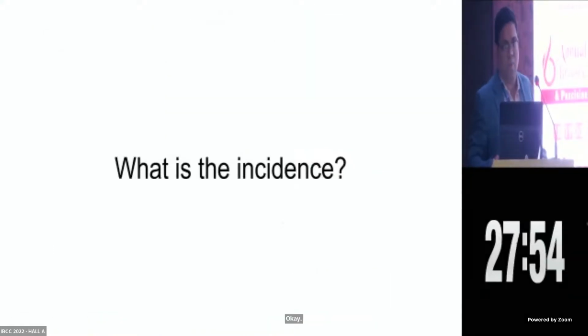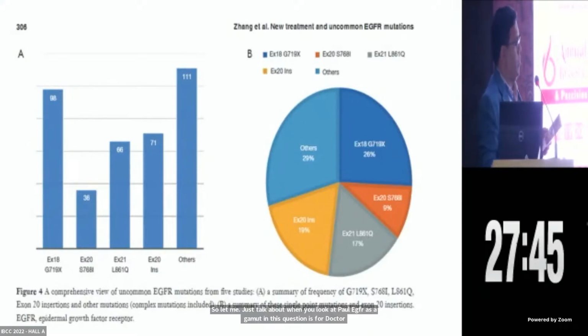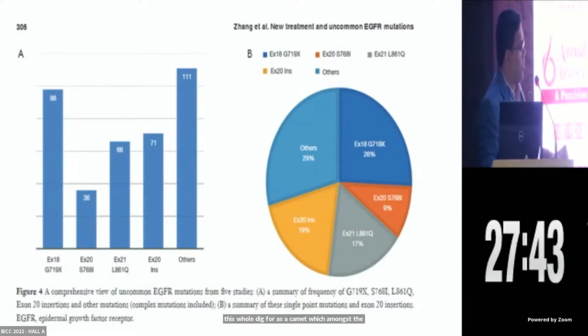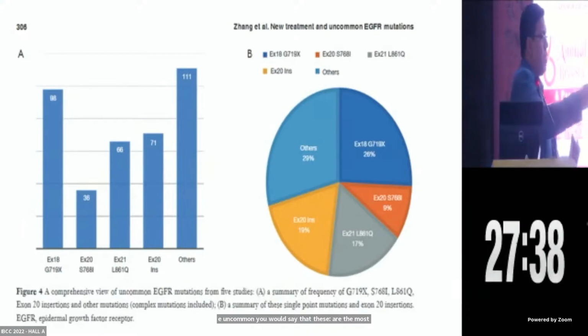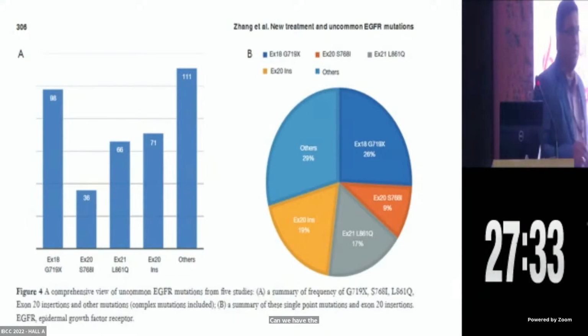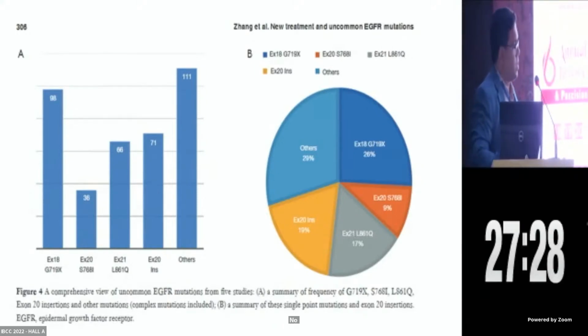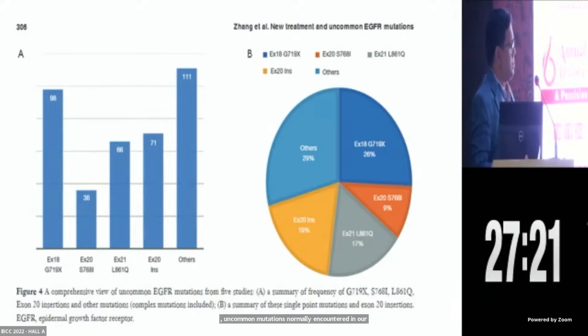So when you look at whole EGFR as a gamut, and this question is for Dr. Verma, amongst the uncommon ones, which would you say are the commonest among the uncommon EGFR mutations? Can we have the mic? G719X and L861Q, they are the common uncommon mutations normally encountered in our clinical practice, but it can be experience dependent actually.